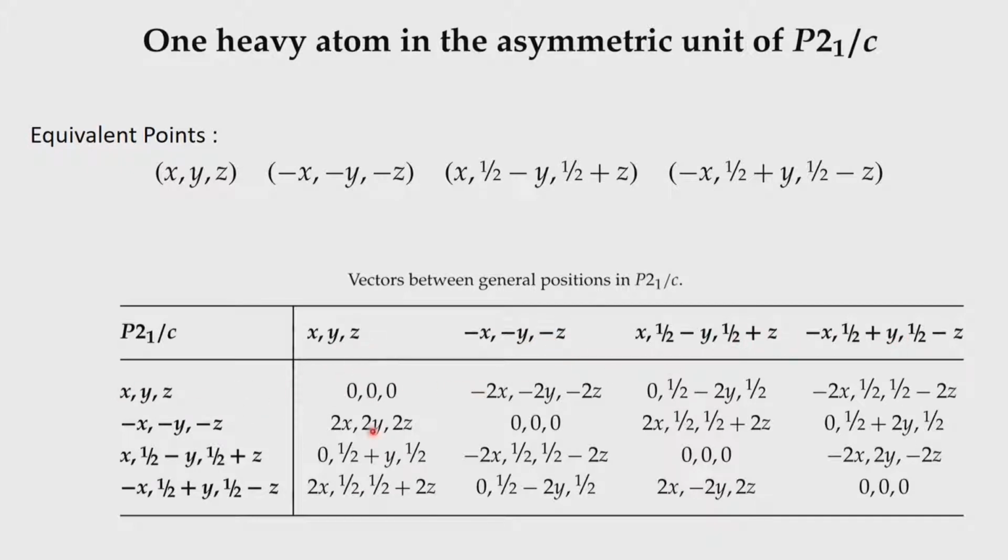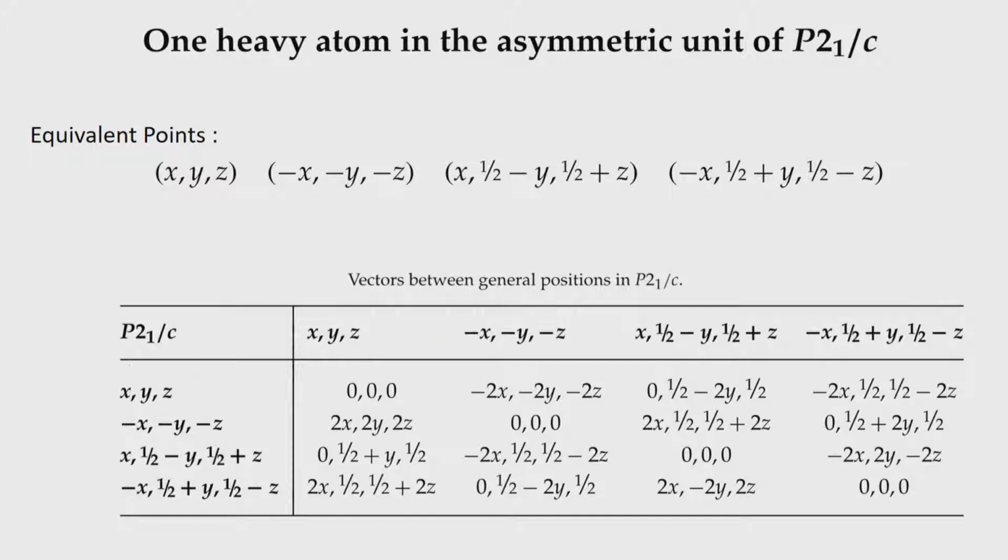and make the matrix of this. So, this matrix will give you 0 0 0 along the diagonal, it is all zeros, and then you get a symmetric disposition of 2x 2y 2z, 0 half plus y half, 0 half minus y half, 2x half, corresponding to the 2 1 screw axis. Yeah, so we now are looking at the vectors which come from symmetry operations of P21 upon C.